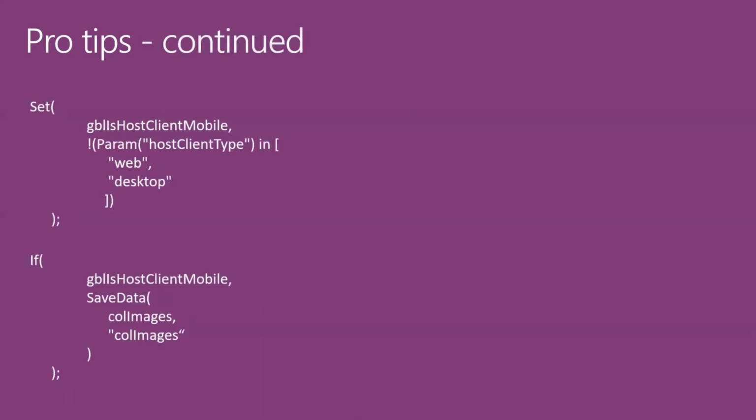There is a parameter called host client type. It has 4 different values: web, desktop, iOS, and Android. So web is when you're accessing Teams through a browser, desktop is when you're accessing it through Teams desktop, and iOS and Android are if you're accessing it through an iPhone or an Android device. So what you can do in the app OnStart is check what the value is for host client type.